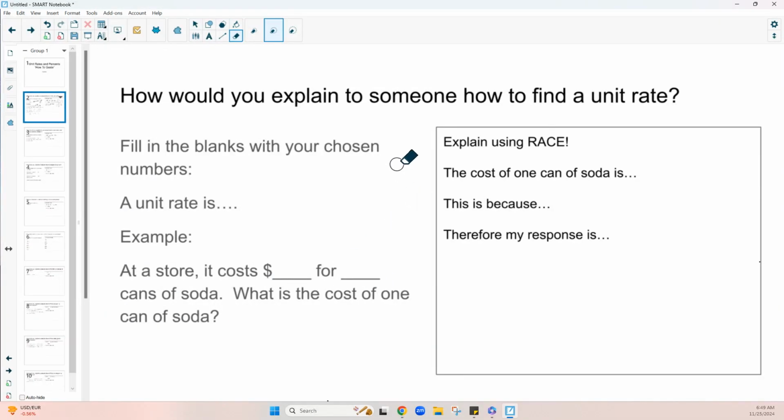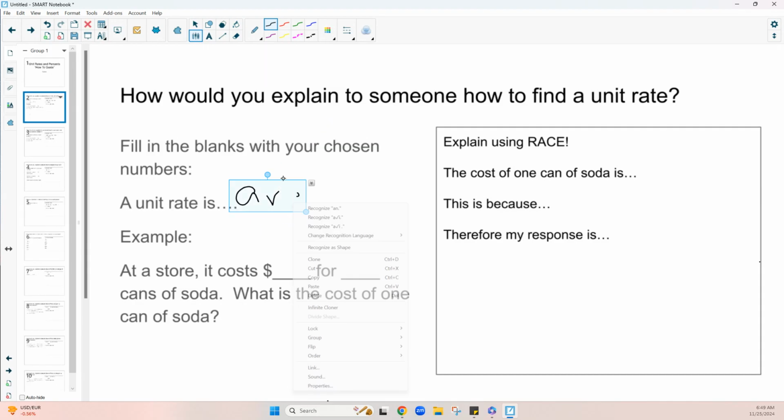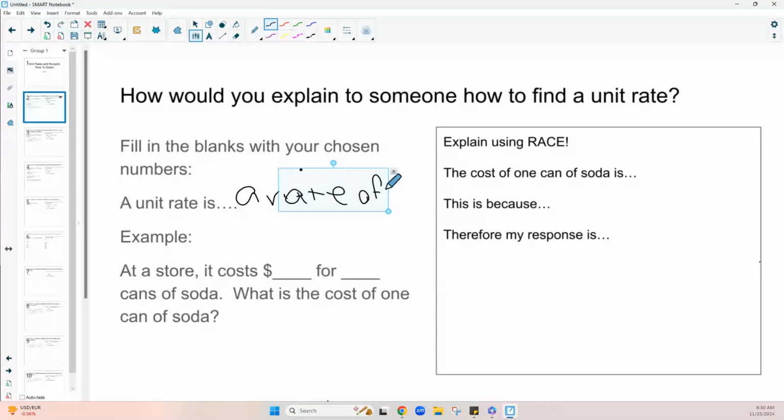All right, so first thing we need to fill in, a unit rate is a rate of 1. So let's write that down, a rate of 1. Again, a rate of 1 unit is what we want. So let's make an example. Say we buy a 6-pack of soda, and we want to know what is the cost of 1.